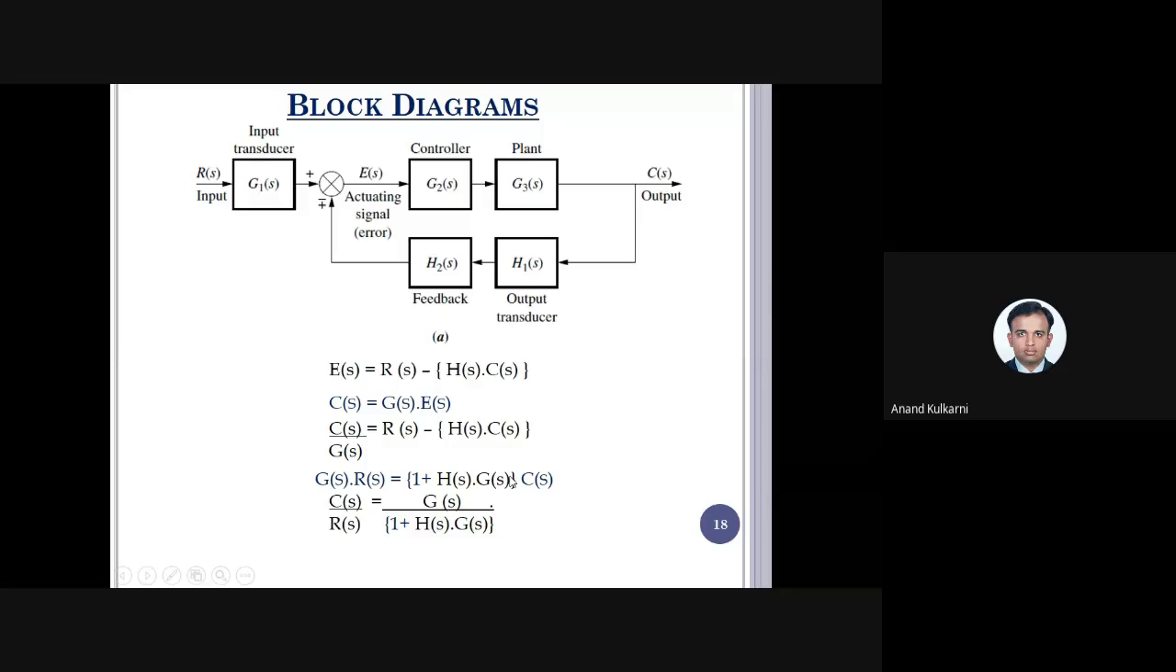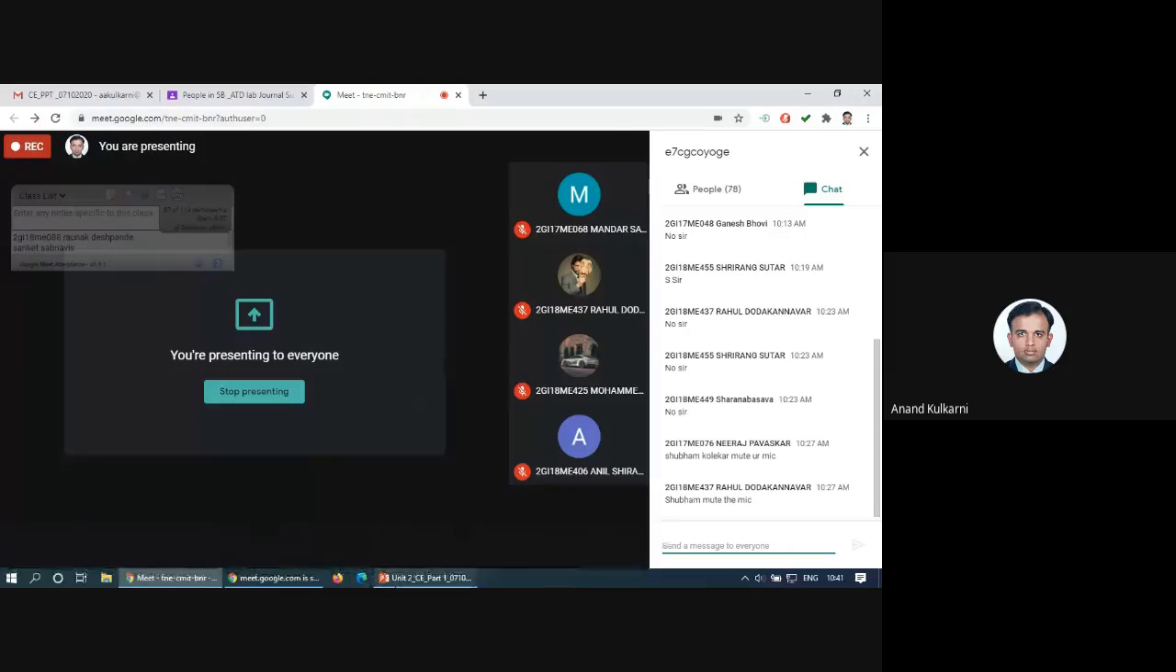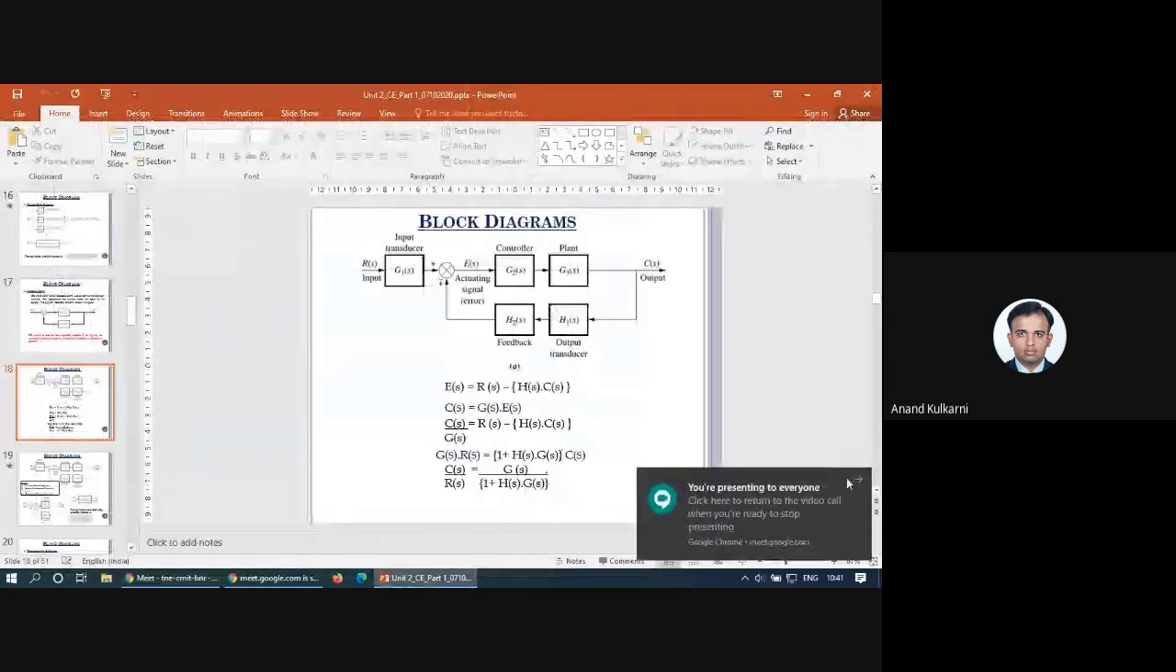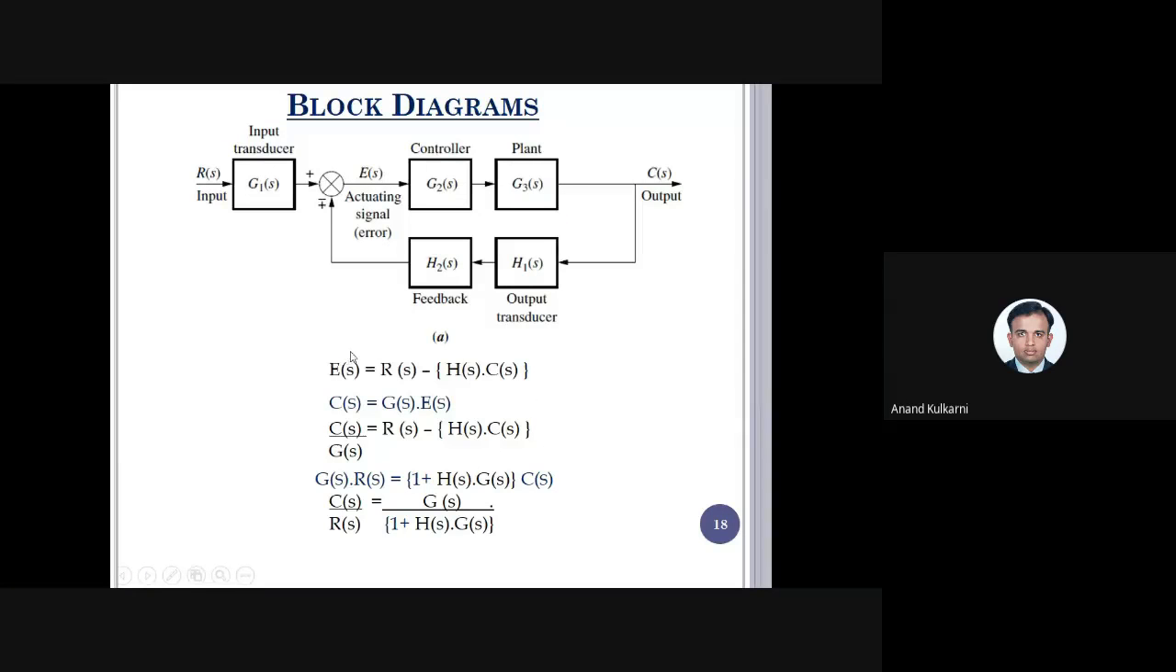Once again, I'll just repeat here. Just observe this carefully. Please, everybody just observe. No one is going to ask the derivation, but this is important for your understanding. The error signal is the arithmetic sum of input and feedback. If the feedback is positive, it becomes positive. If the feedback is negative, it is negative. In this case, it is negative. E of S is equal to R of S minus H of S.